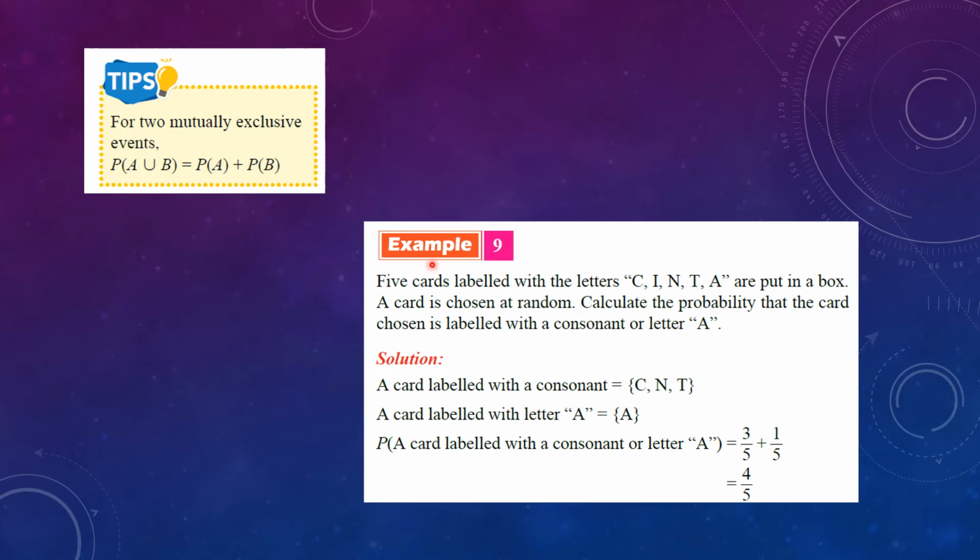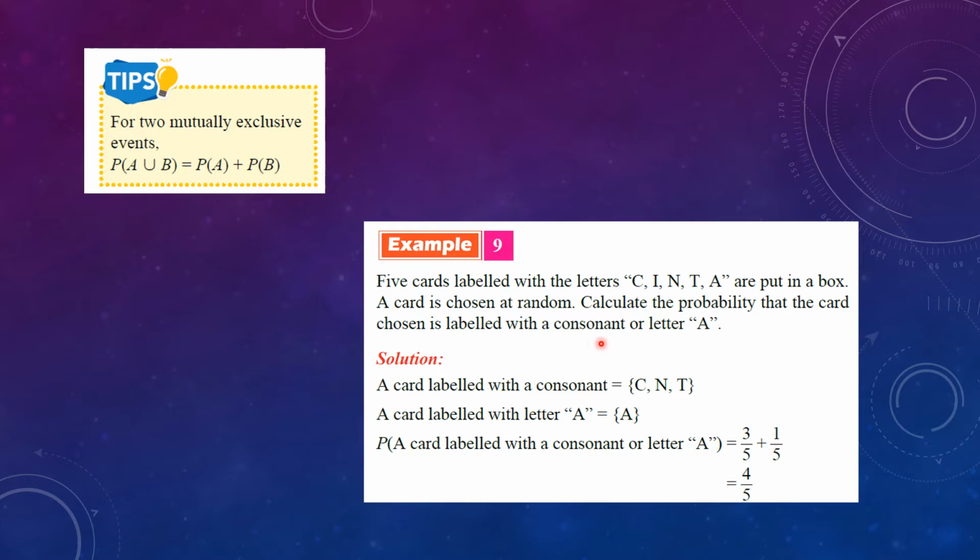So now we look at example 9. You can refer to your textbook at page 259. 5 cards labeled with the letters C, I, T, and A are put in a box. A card is chosen at random. Calculate the probability that the card chosen is labeled with a consonant or letter A.